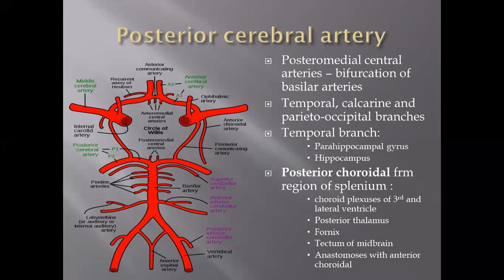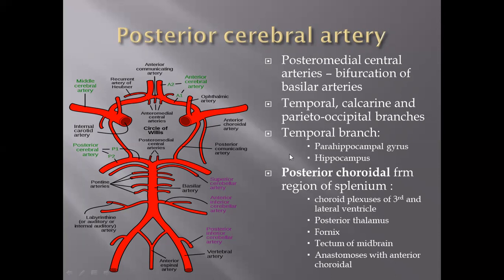Then the terminal branches of the basilar artery and the posterior cerebral arteries. Right? And they're going to be posterior medial central arteries, because they're actually those ones which arise closer to the bifurcation of the basilar. So those are the first ones, and they're also central arteries.